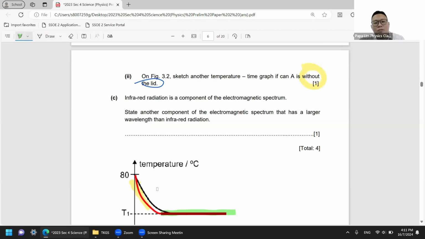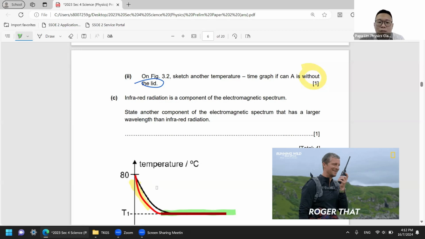Right, part C, quite straightforward. This one I will not go through much. You should know already what are the uses for all the components of the electromagnetic spectrum, what are the uses and what are the advantages and disadvantages, and even what are the properties of the EM spectrum. These are the bread and butter that we need to know.